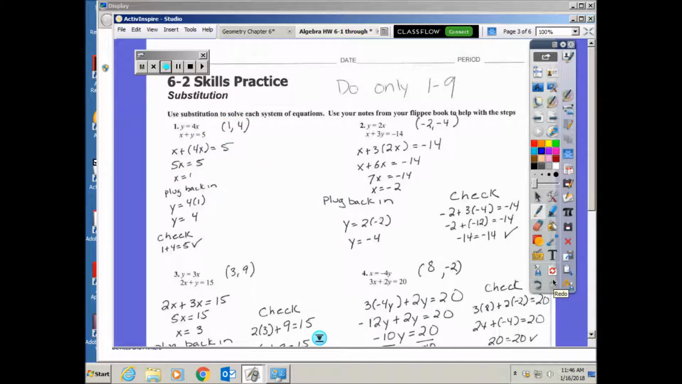So now we're going to do problem 2. Again, our steps say one equation has to have the variable isolated, which means by itself. y equals 2x. That's an equation that has the variable on one side.